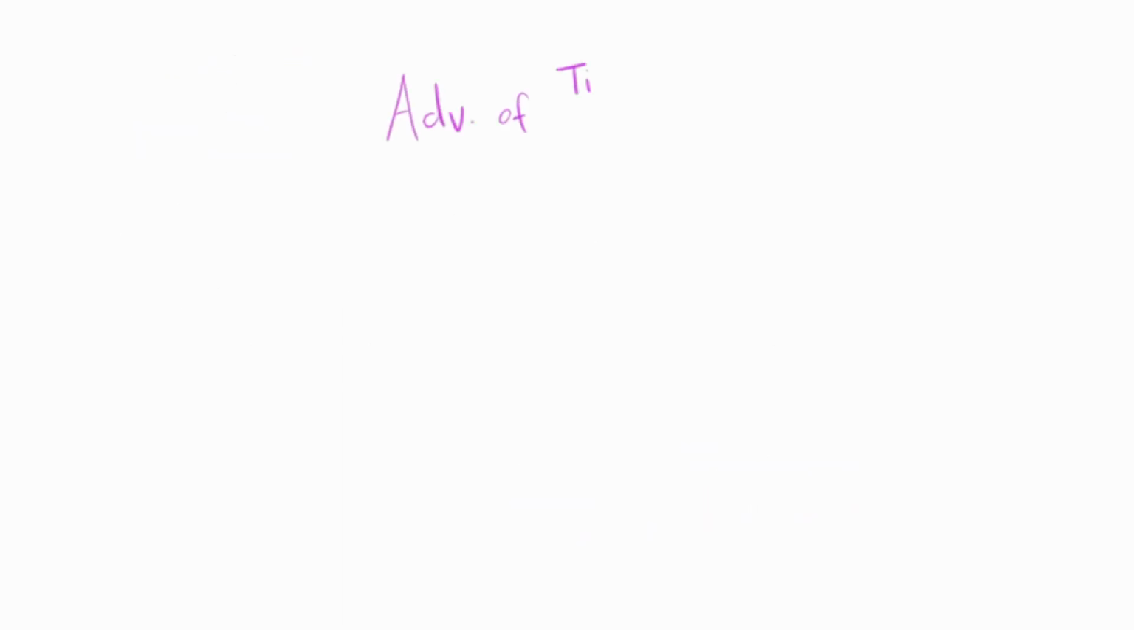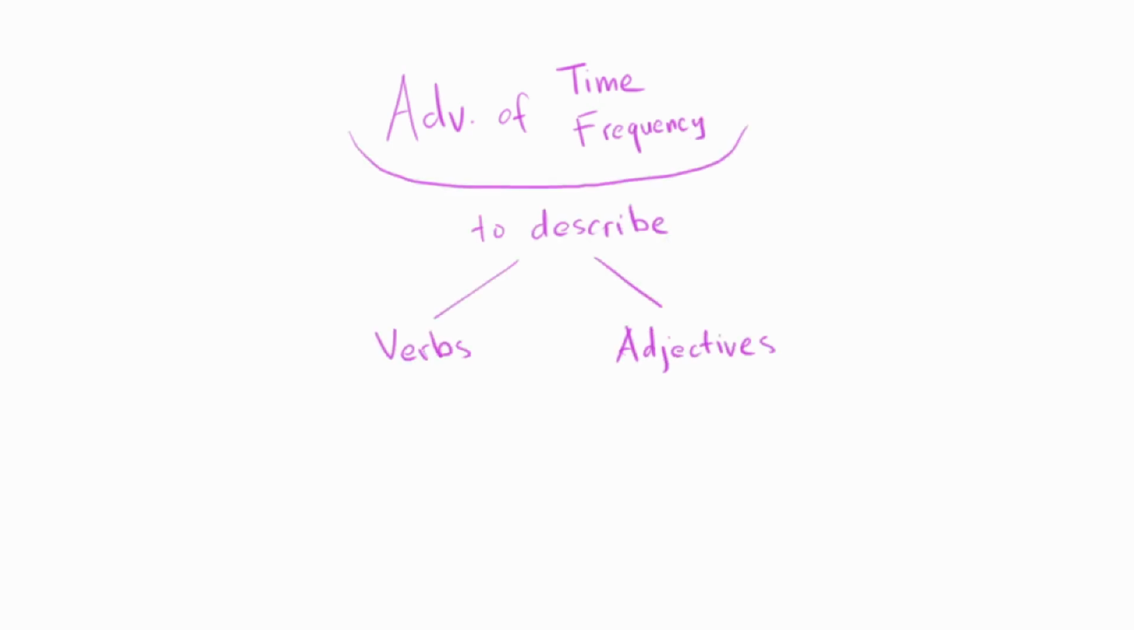We can use adverbs of time and adverbs of frequency to describe verbs and adjectives, like sleep tonight and always cheerful.